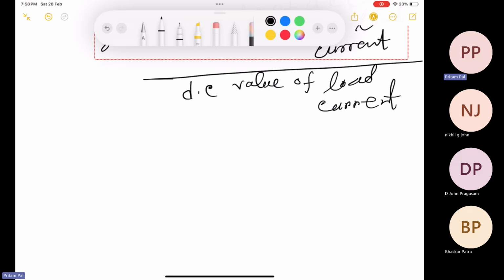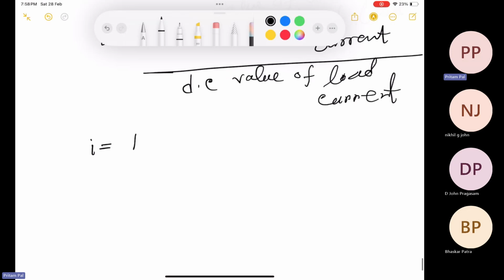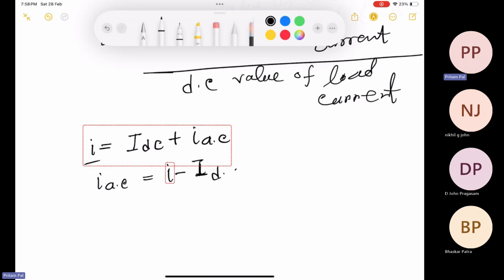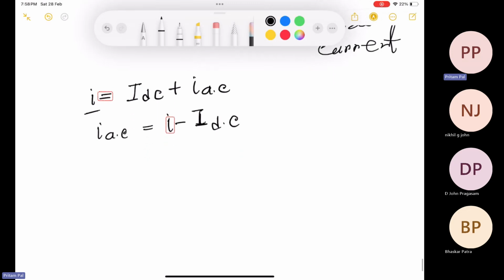To find this, we first have to write the definition of the ripple factor. So it's IDC plus IAC. Now I is the total one, and IAC is the total minus the DC component. Here IAC represents the RMS value of the AC components of the load current.